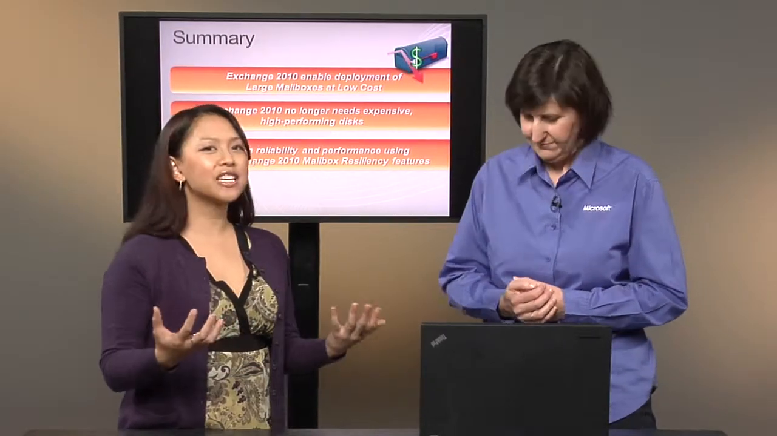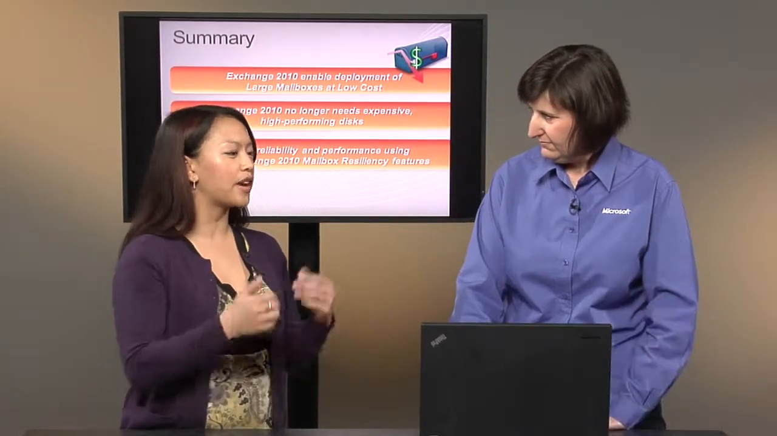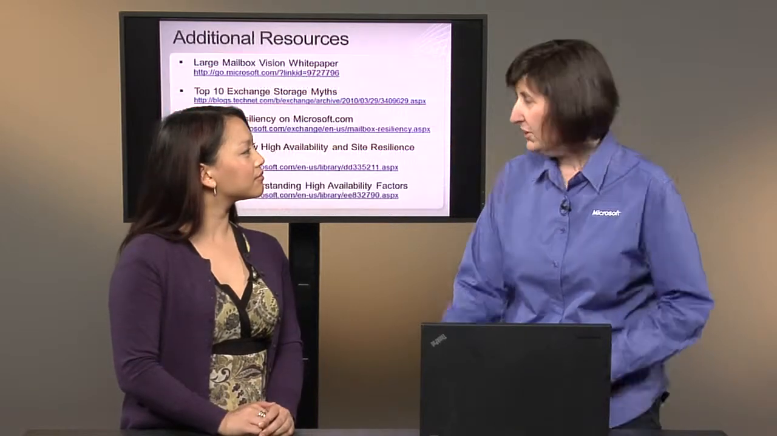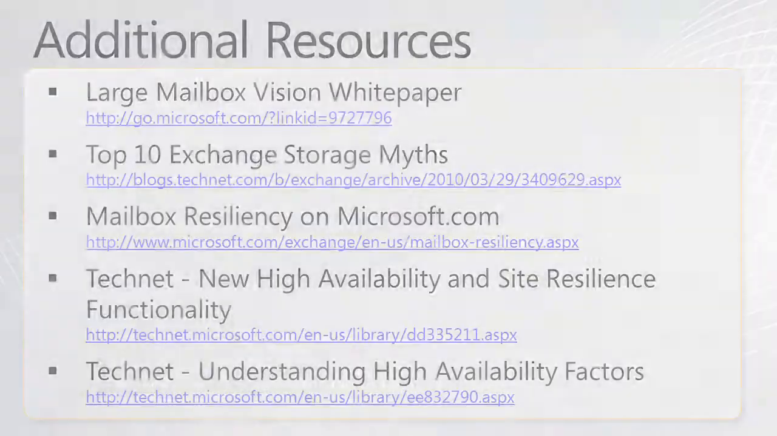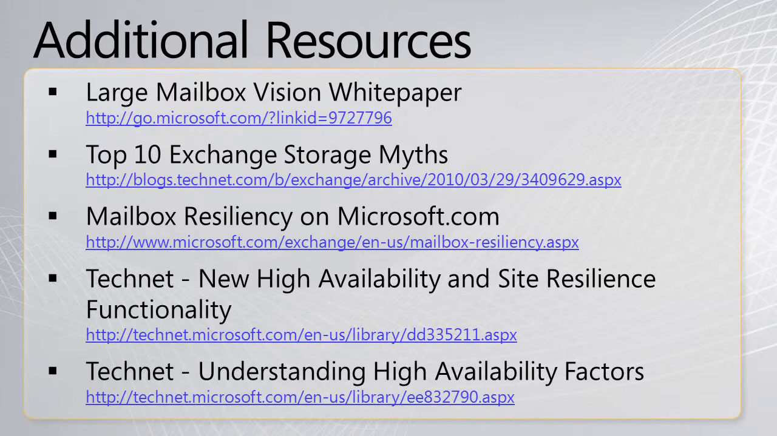So where do IT administrators and our friends go to find more information about this? We've got a couple of good resources. One is the Large Mailbox Vision Whitepaper, and that talks about this idea of using these larger disks and why it's more effective to have larger mailboxes on these large disks. So that's a really good overview. It's not a really technical white paper, so that's the sort of thing that you can hand to a bunch of people to help explain how Exchange manages its storage now.